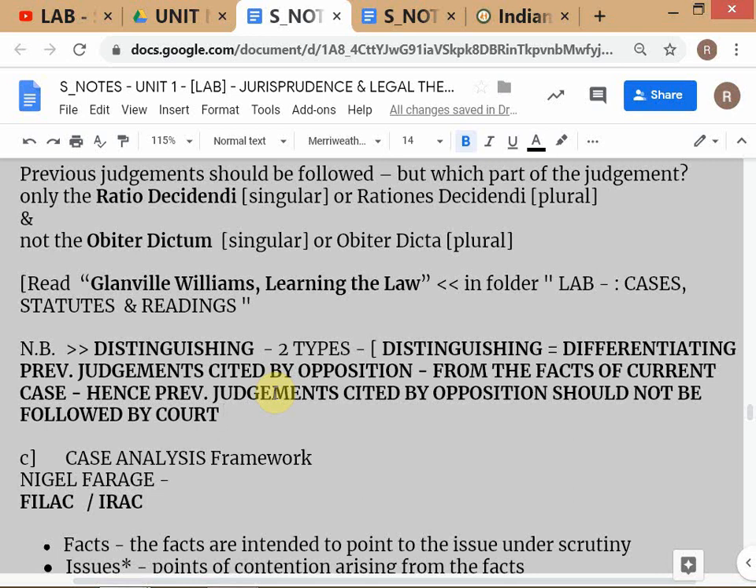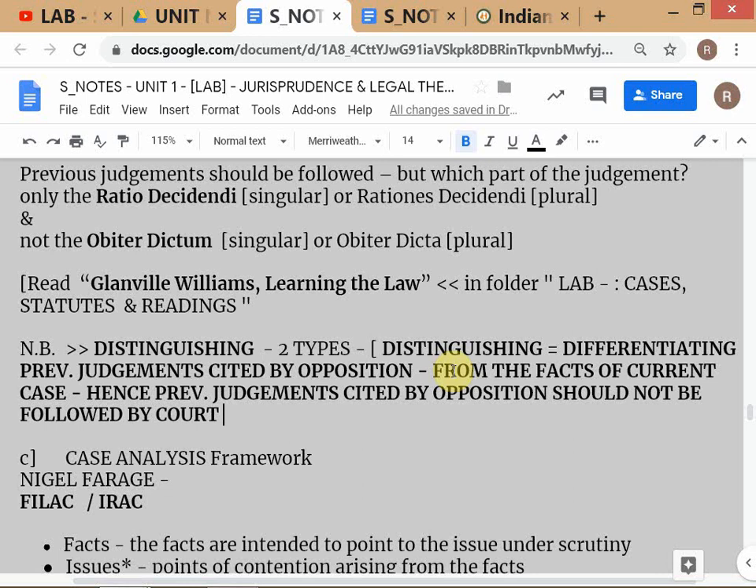So the idea of differentiating or distinguishing is, whatever precedents the opposition wants to apply, we want to distinguish them. That's our goal. We want to differentiate those previous precedents from the facts of this case, because we want to be able to say that those precedents should not be applied in this case. Are you following the logic? You're getting the basic idea? The opposition wants to cite some precedents as being applicable to this case. My goal is to make sure the opposition loses. So I want to distinguish those cases and differentiate them from the facts of this case and somehow make sure that the court does not apply those precedents to this case. This is clear? This is the broad idea, right?